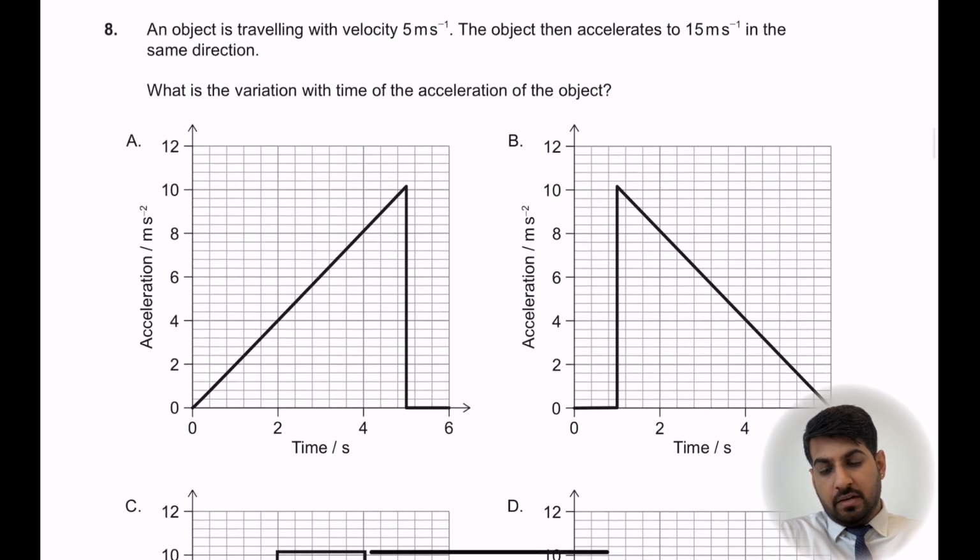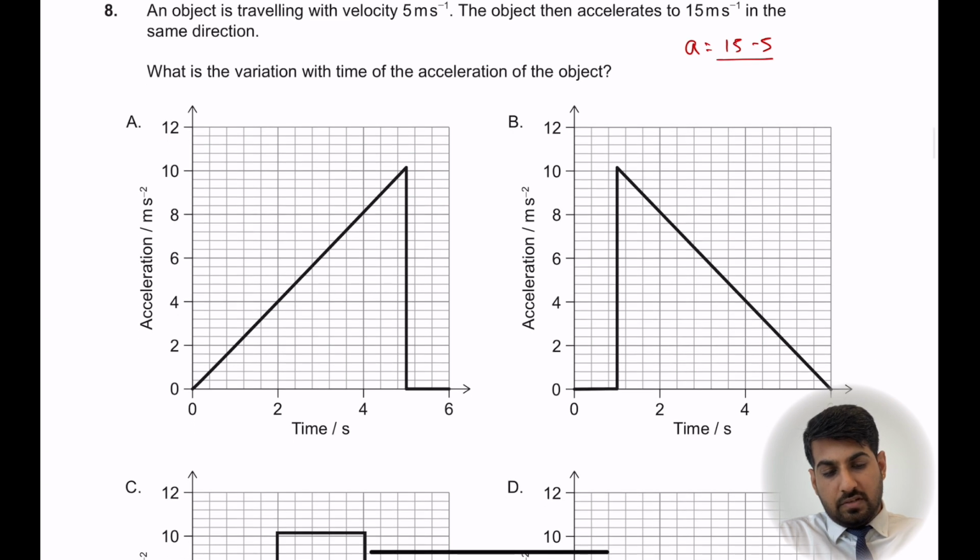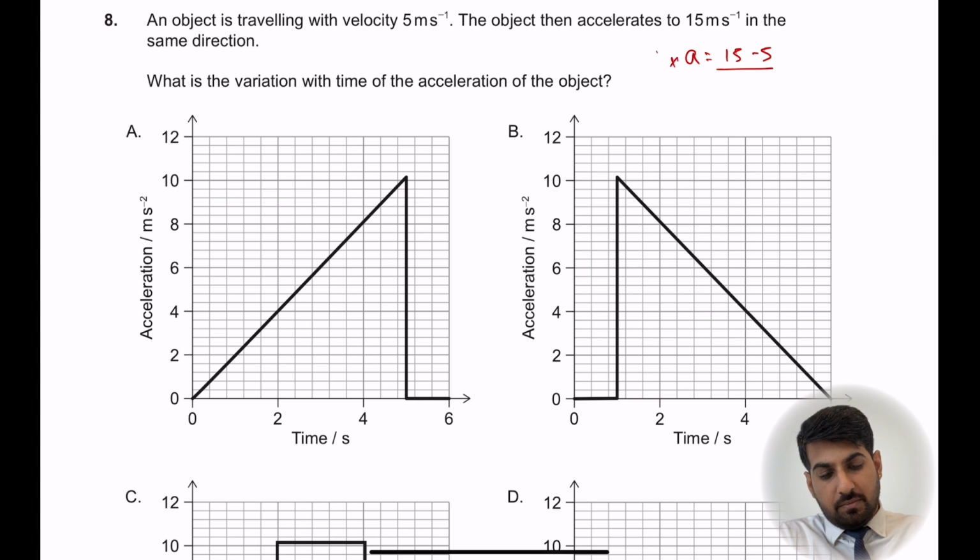One is the tension and one is the weight vertically downward. Now question number 8. An object is traveling with velocity 5 meters per second and the object accelerates to 15 meters per second in the same direction. What is the variation with time of the acceleration of the object? First of all, the change in velocity is 15 minus 5, which is 10. So 10 is the change in velocity, acceleration into time. So you just look at the acceleration versus time graph.